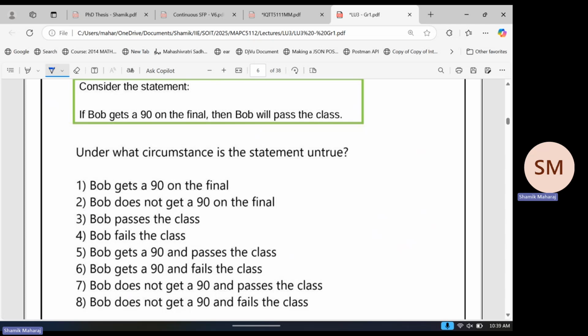So again, the same thing, just find the truth values of each of these from 1 to 8. Are they true? Are they false? That's what we need to know.